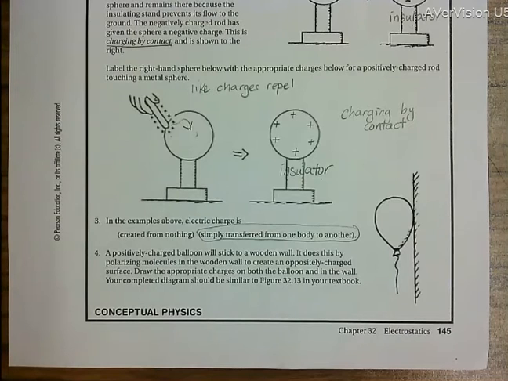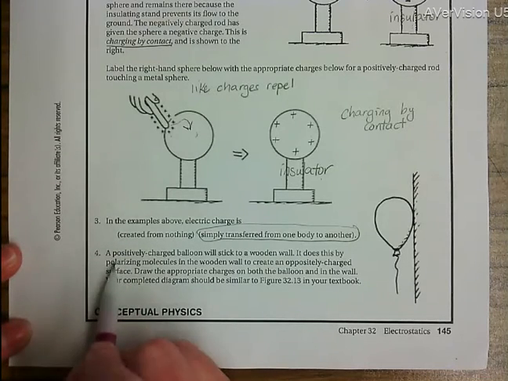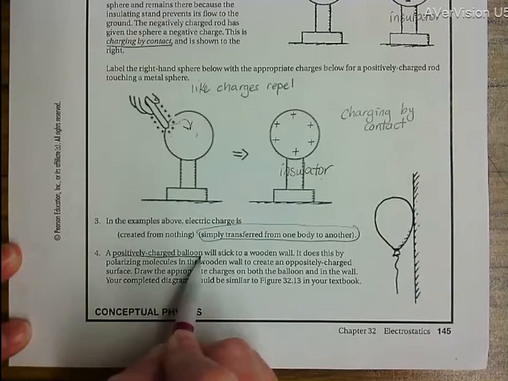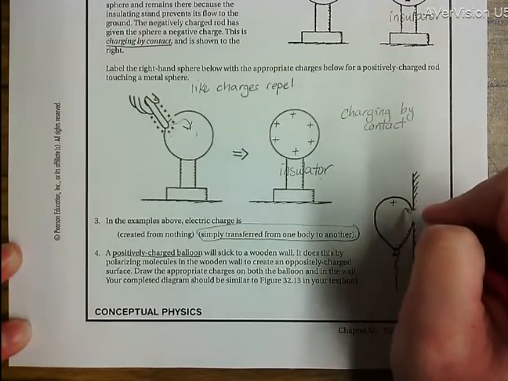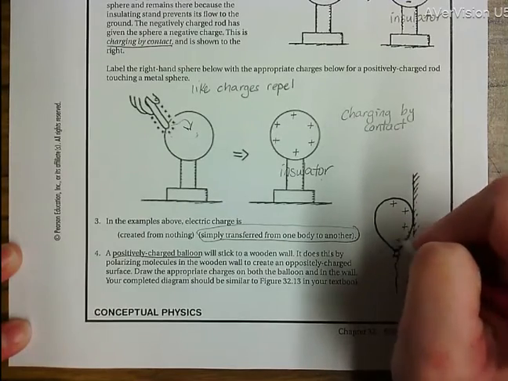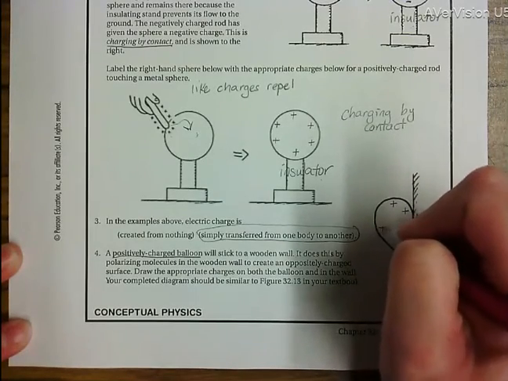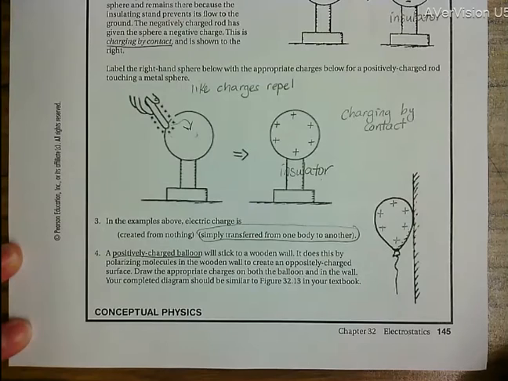A positively charged balloon will stick to a wooden wall. It does this by polarizing molecules in the wooden wall to create an oppositely charged surface. So a couple things here. A positively charged balloon, right? So that means this balloon is positively charged. Again, those positive charges are going to be spread out over that balloon because like charges repel. So there's our positively charged balloon.